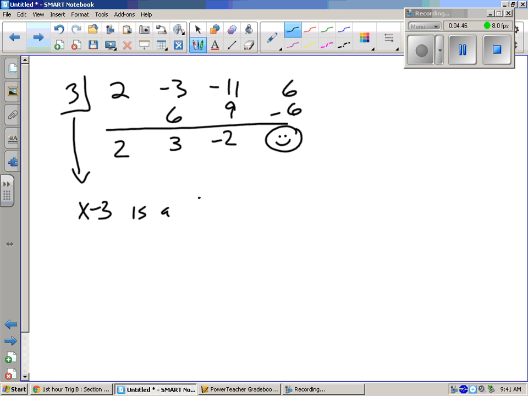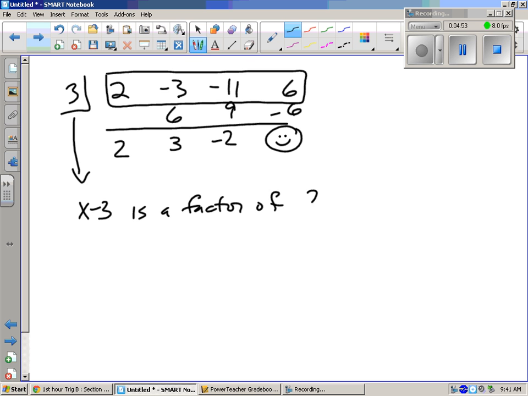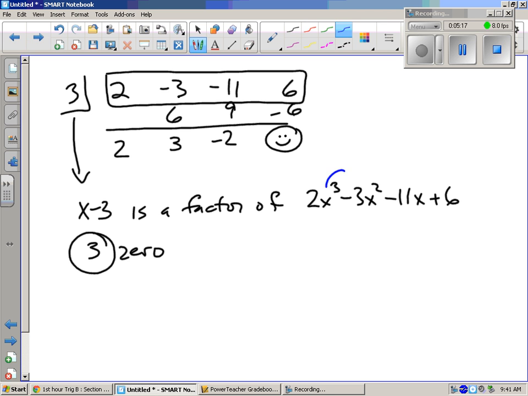X minus 3 is a factor of, now we have to think of this as our original polynomial. So it was 2x cubed minus 3x squared minus 11x plus 6. So you say yes, x minus 3 is a factor. Now what if I want to find the other factors? So 3 is we should say a 0. That's one of them, but there's two more, because if this is a power of 3, that means there are 3 zeros or 3 solutions.